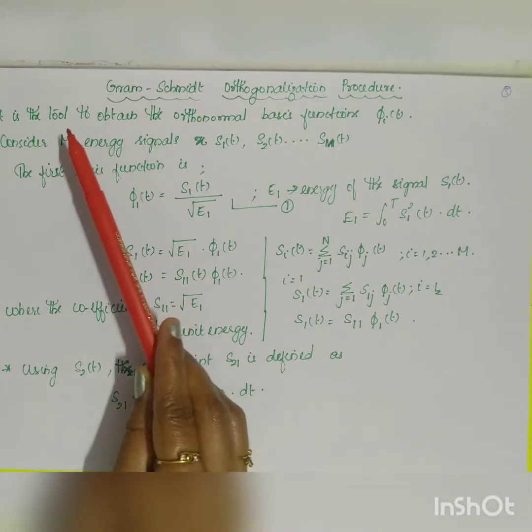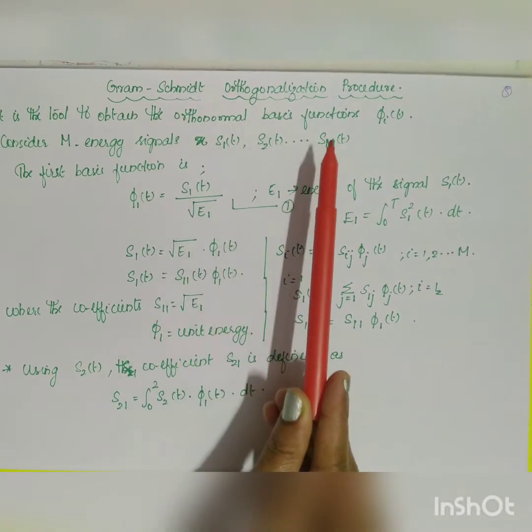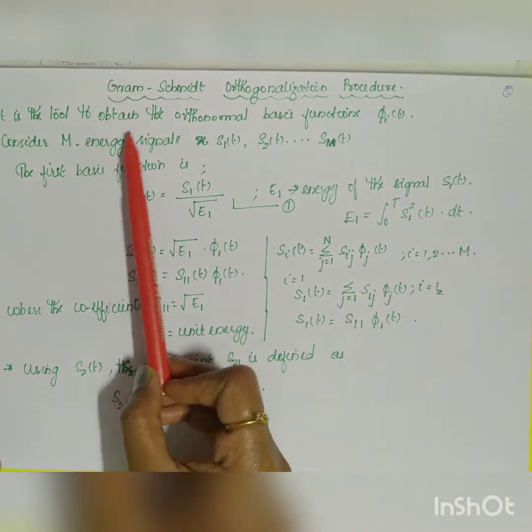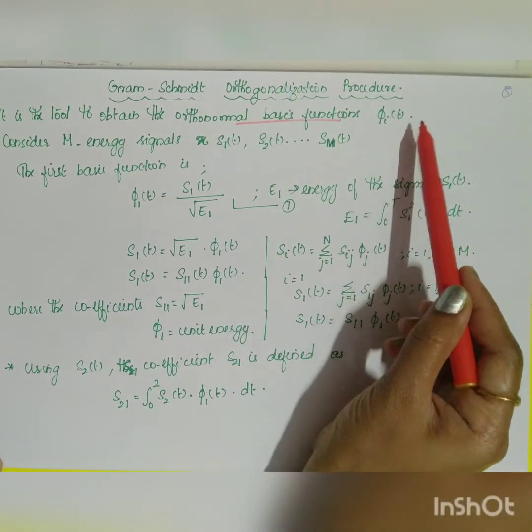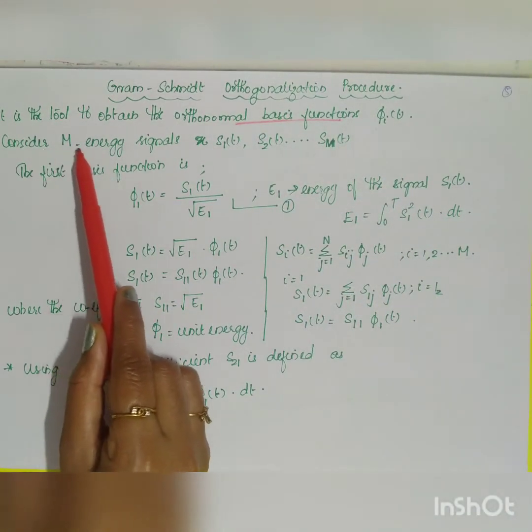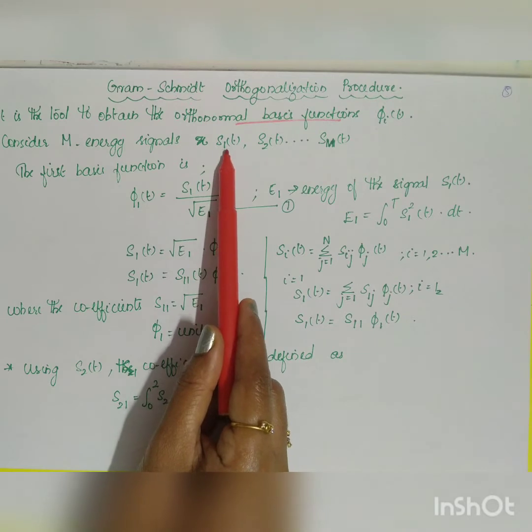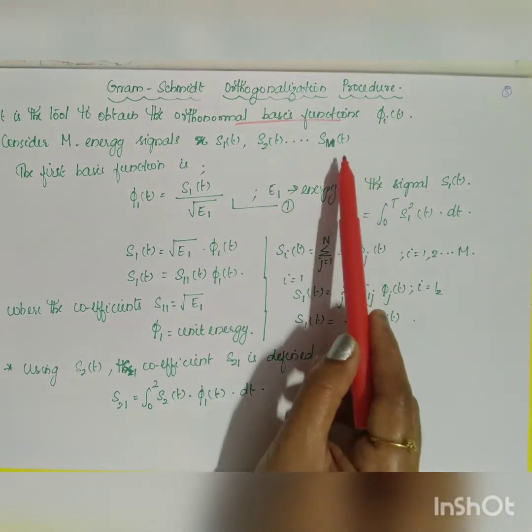So moving on to the first step. Before that, let me state what the Gram-Schmidt orthogonalization procedure is. It is a tool to obtain the orthonormal basis functions phi i of t. Now let us consider M energy signals. What are the energy signals? S1 of t, S2 of t, etc., up till Sm of t.